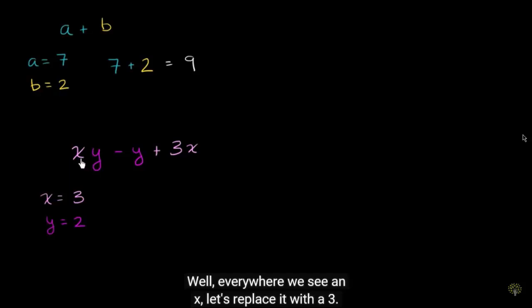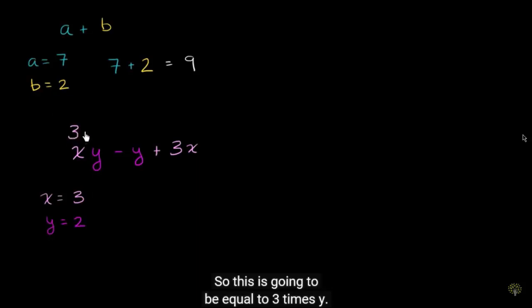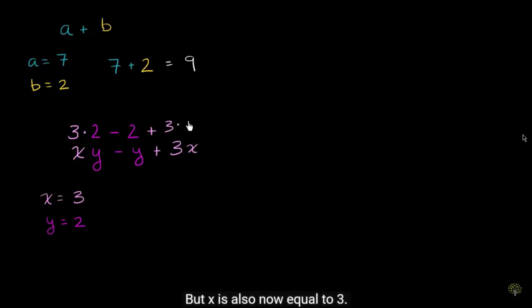Well, everywhere we see an x, let's replace it with a 3. Every place we see a y, let's replace it with a 2. So this is going to be equal to 3 times y, and y is 2 in this case, 3 times 2 minus 2 plus this 3 times x, but x is also now equal to 3.